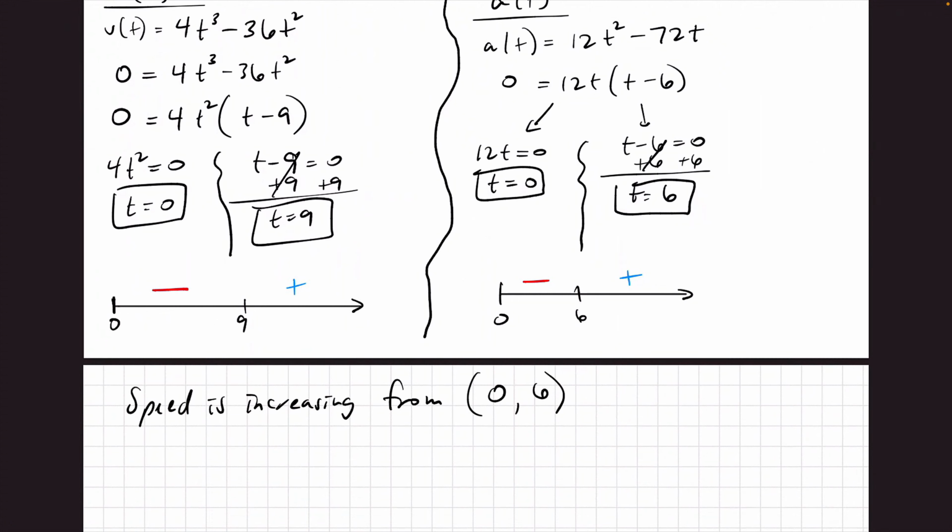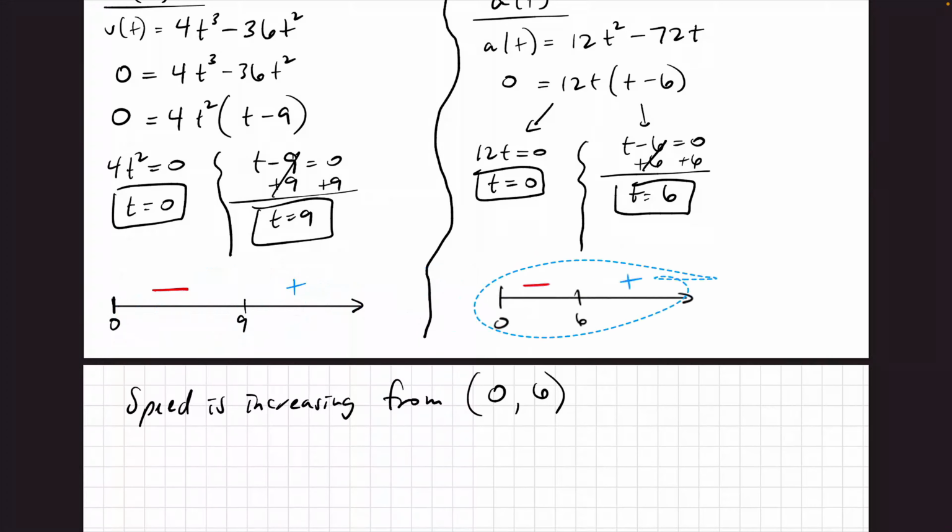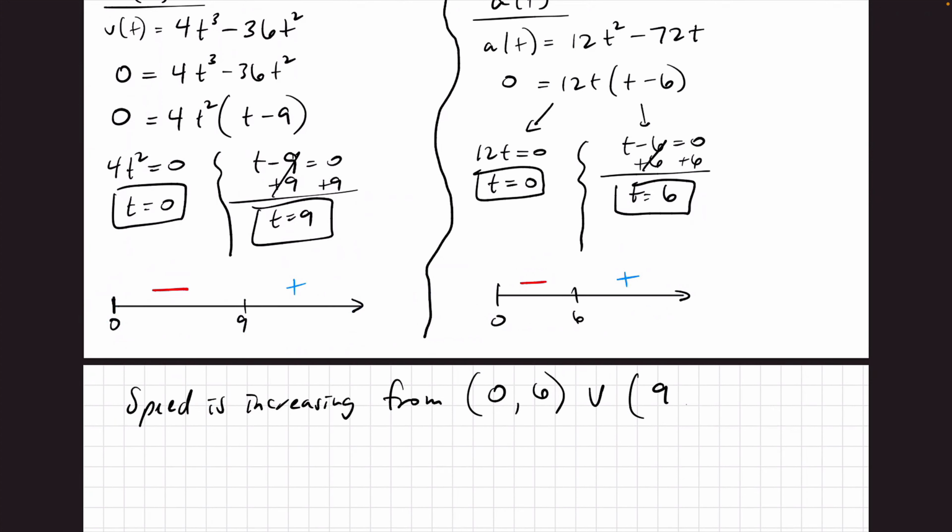So what you're trying to do in your head is put them right on top of each other and say, where do they have the same sign? Well, from 0 to 6 and then after 9, so 9 to infinity. Between 6 and 9 is when they'll have different signs.